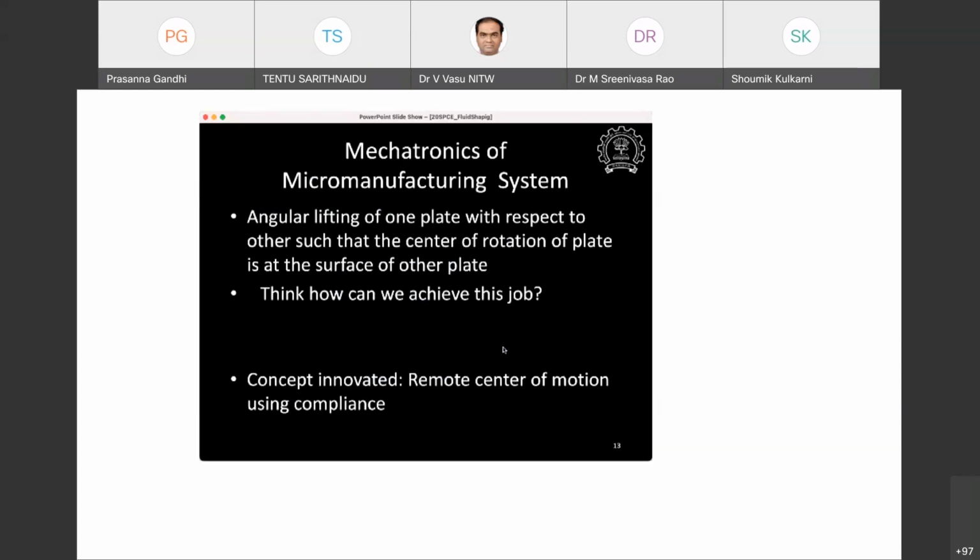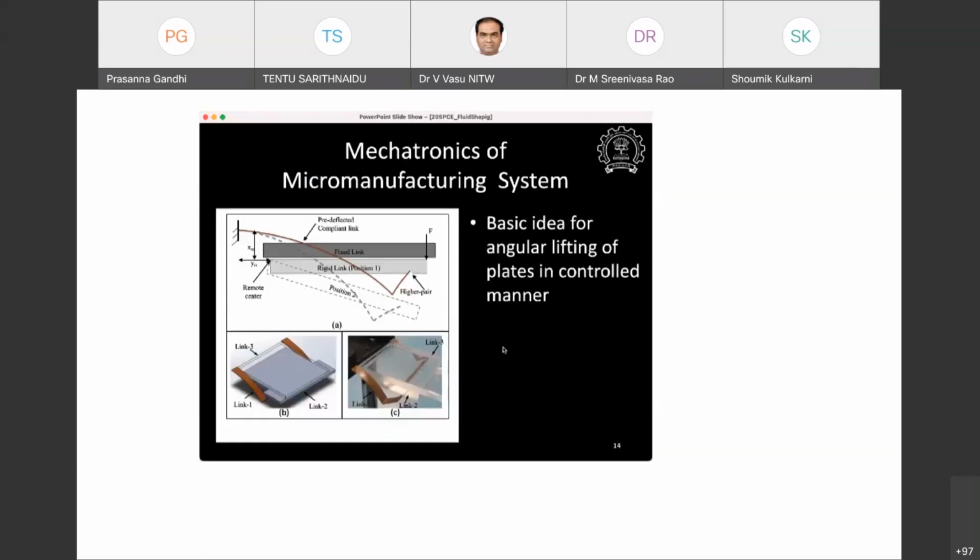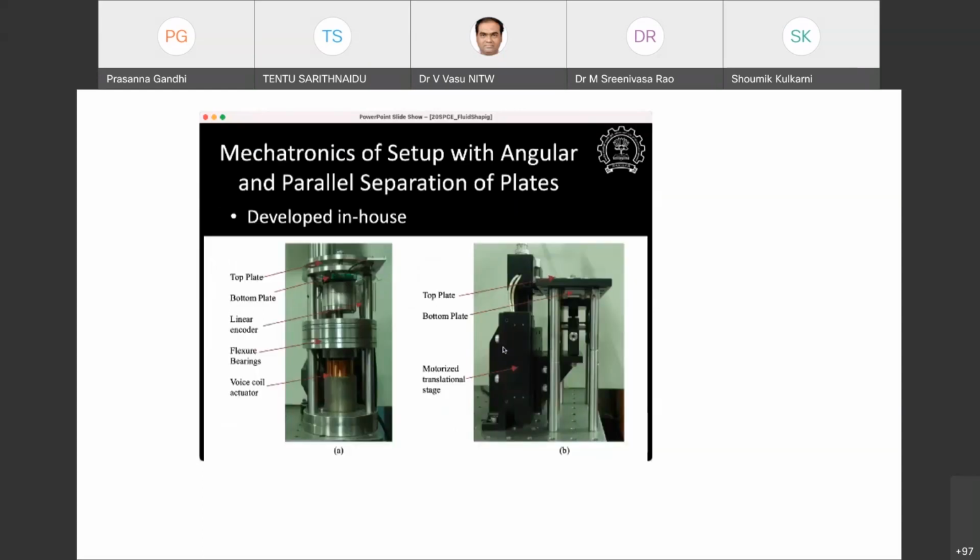Now there is some mechatronics here for how you lift one plate with respect to the other plate in a perfectly parallel way or in an angular way. Okay, so some innovative concepts from compliant mechanisms have been proposed to do that, and we developed these in-house setups. What I'm saying here is that this is not a very difficult thing for anybody to do. One can use simple linear stages to create this parallel motion. There is a universal coupling in between to make sure the parallelism is maintained from top to bottom.